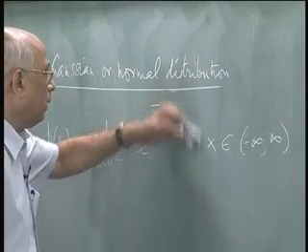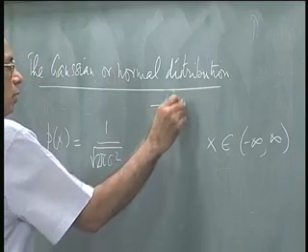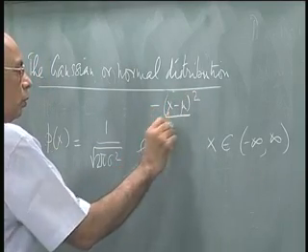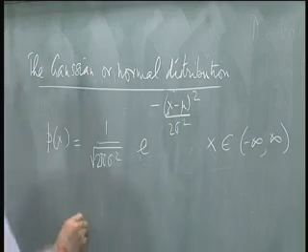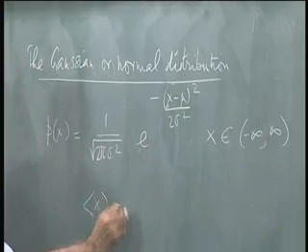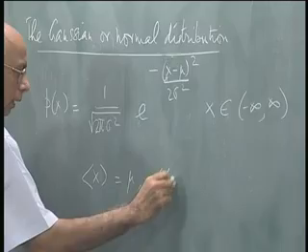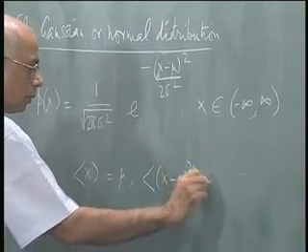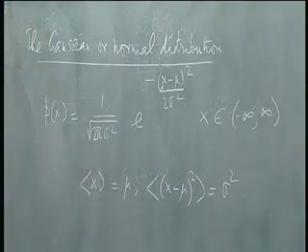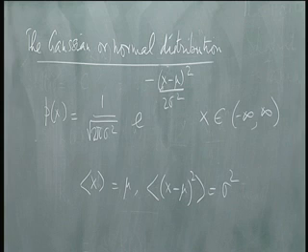So for a general mean, it is actually x minus mu whole squared over 2 sigma squared, and the mean of x is equal to mu, the mean of x minus mu whole squared is equal to sigma squared, where the variance is sigma squared.